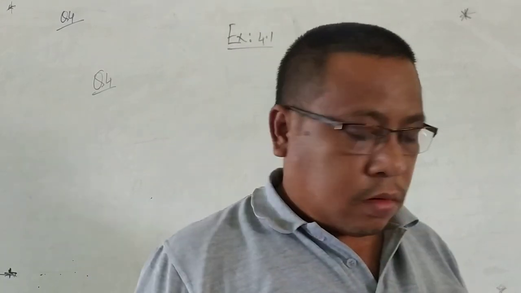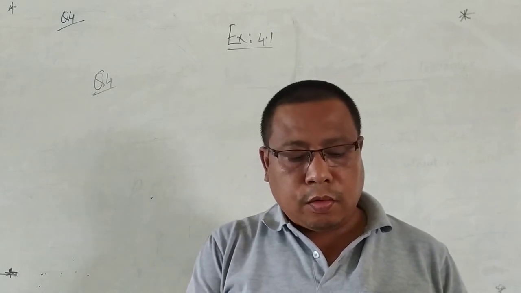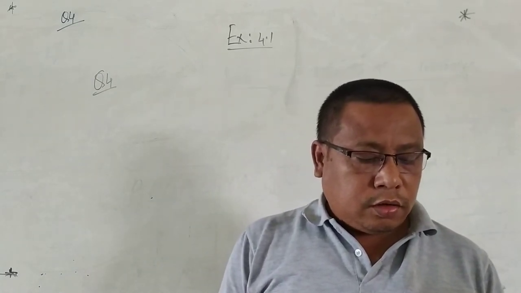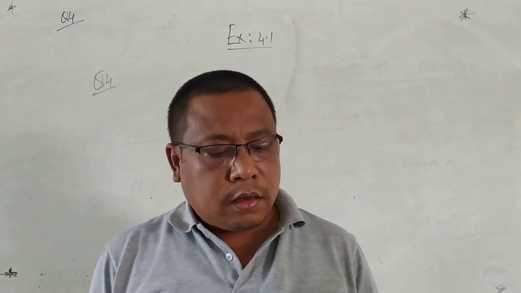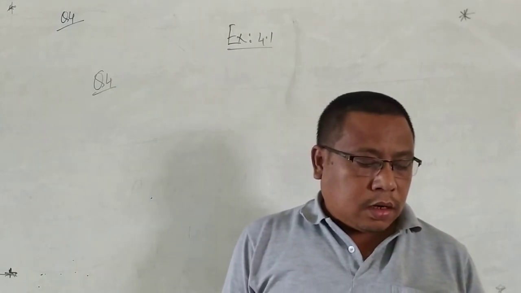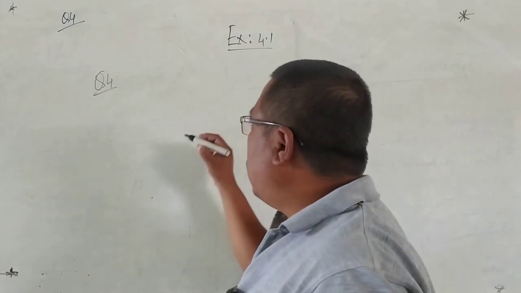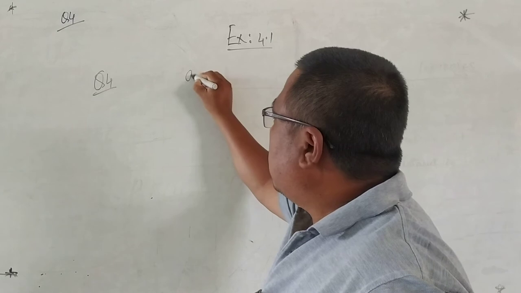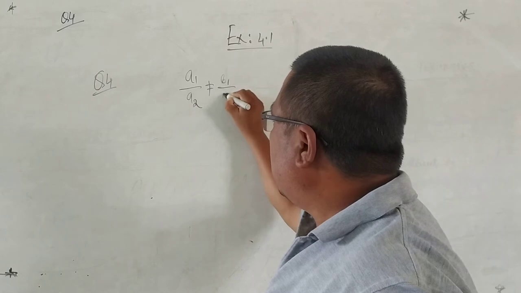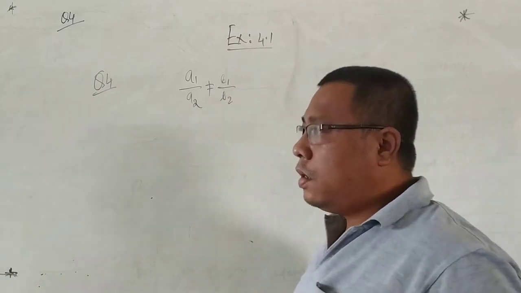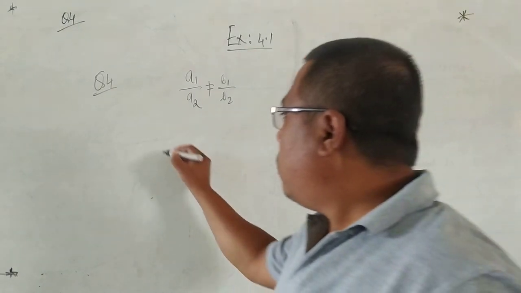Look in our textbook. Find the value of P for which the following pairs of equations have a unique solution. All three given questions have unique solutions. Unique solution means consistent. So what is the ratio for a consistent pair? A1 by A2 is not equal to B1 by B2. We have to consider this and find the value of P. Okay, start from number 1.